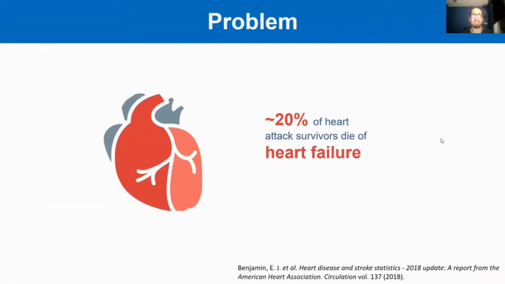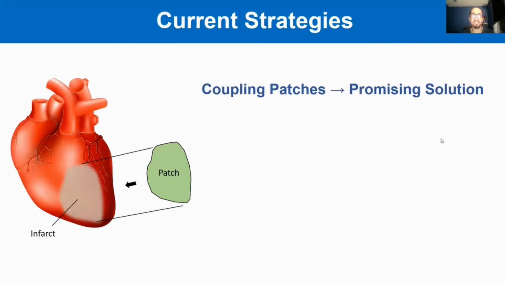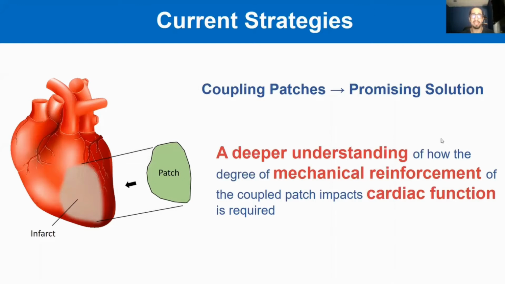Around 20% of heart attack survivors die of heart failure. Coupling patches on the outer surface of the heart's infarcted region to mechanically reinforce it has proven to improve heart function and could be a promising solution to this issue. However, a deeper understanding of how cardiac function is impacted by the degree of reinforcement of the coupled patch is required to continue optimizing this potential treatment.